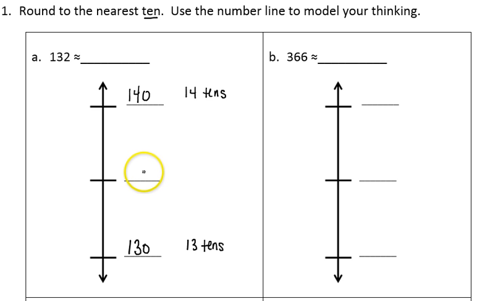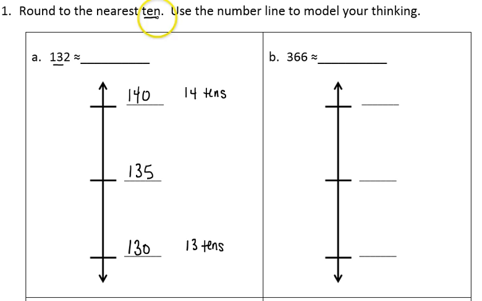The next step is to plot the midpoint. Halfway between 130 and 140 would be 135. Because if you remember, halfway between 30 and 40 is 35. So we can use that pattern to help us find the midpoint between 130 and 140. So we have our two answer choices and we have our midpoint.